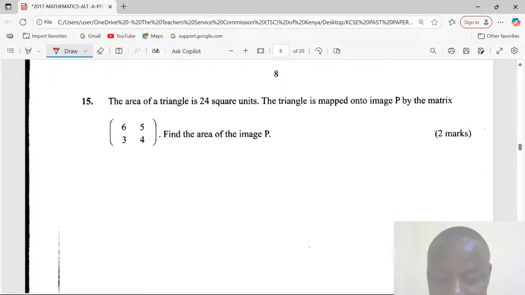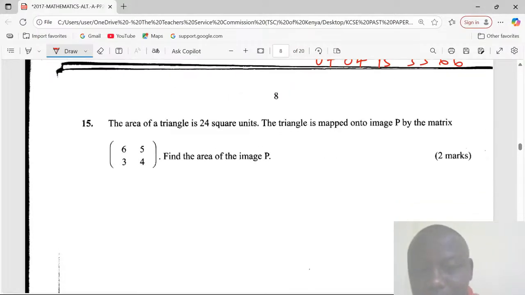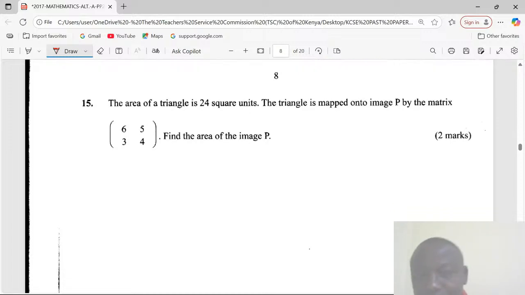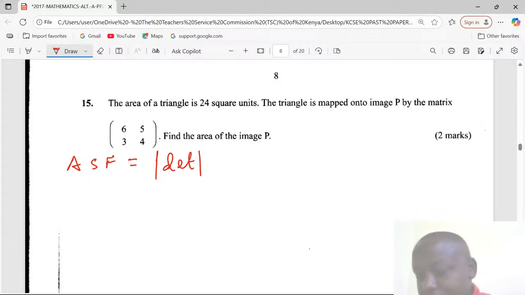Number 15, ladies and gentlemen, as we wind up. The area of a triangle is 24 square units. The triangle is mapped onto image P by the matrix 6, 5, 3, 4. Find the area of the image P. What we're supposed to know is that the area scale factor is usually given by the absolute value of the determinant of the matrix involved.